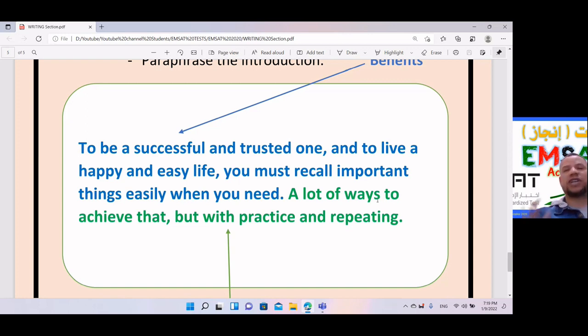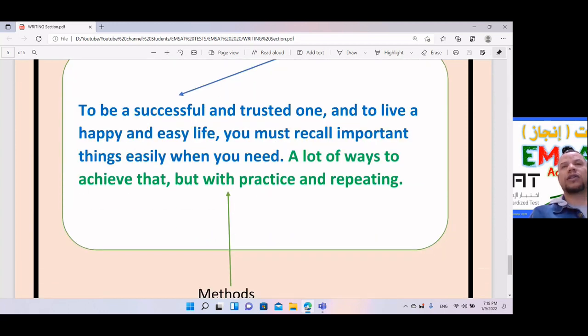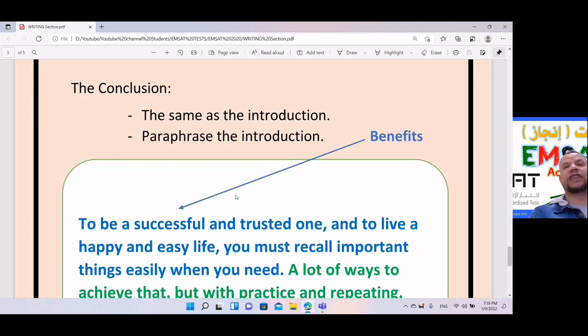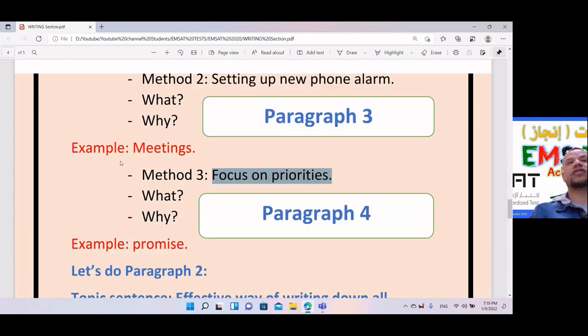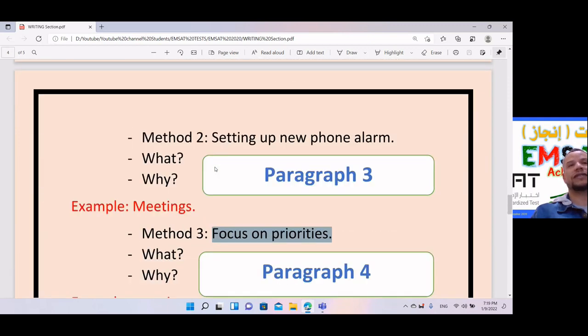A lot of ways. You will not mention one way because you mentioned 3 ways before. So a lot of ways to achieve that, but with practice and repeating. So here I'm talking about methods in general without mentioning any one, because I mentioned 3 ways in the paragraphs in the middle of the essay. And here are benefits. I'm talking about benefits to make it. If you look at the conclusion, it will be the same as the introduction, but with the same meaning. Calling information and images faster than expected is the best meaning for the remembering process.